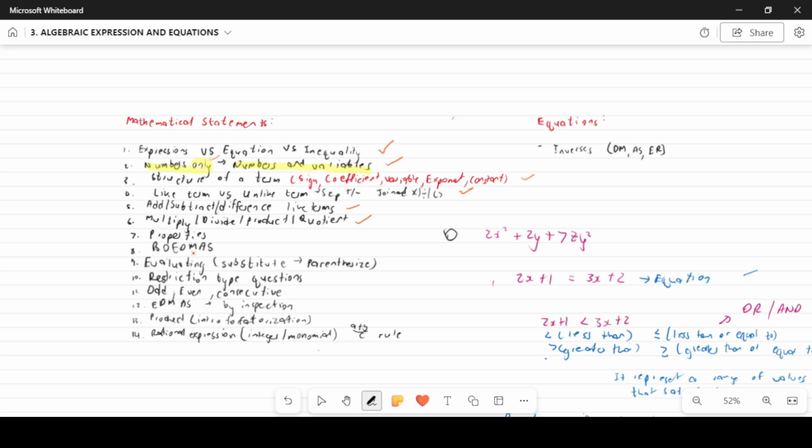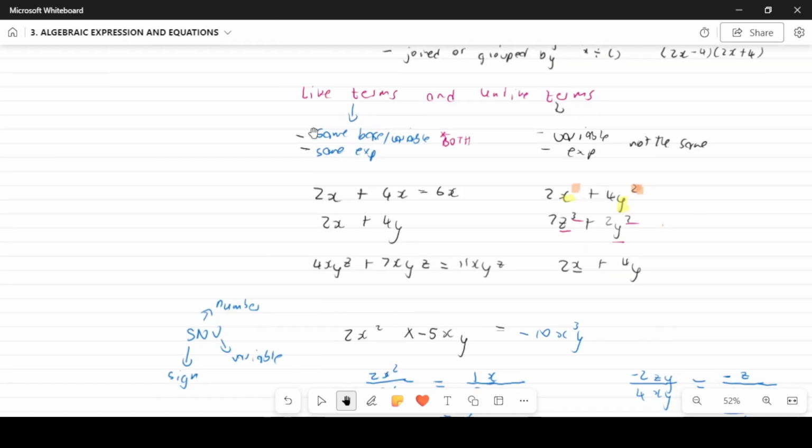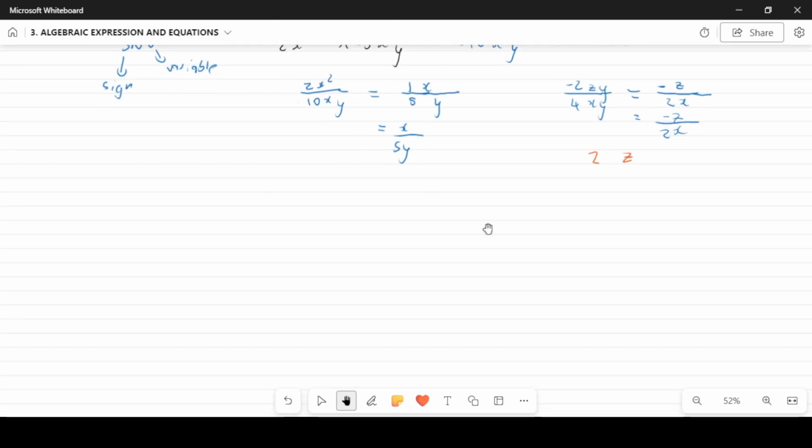Now let's talk about a few basic properties involving expressions and equations. Just like fractions have properties, equations and expressions also have properties that we can use when we are solving. But again, we're only going to talk about properties involving expressions, not so much equations for now. We will get back to equations. So let's talk about the properties.